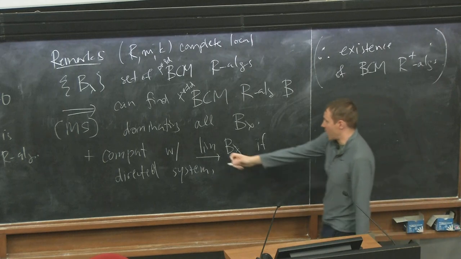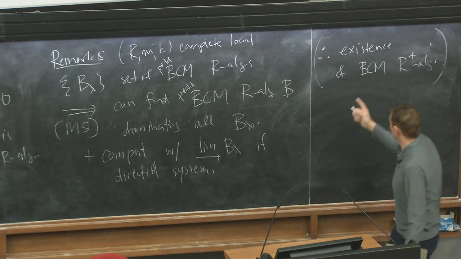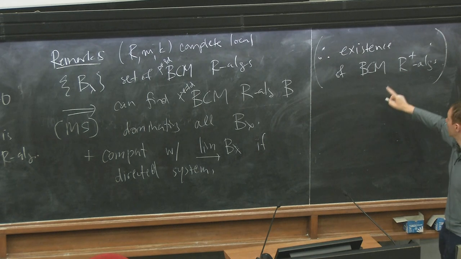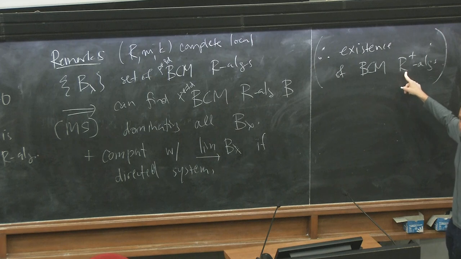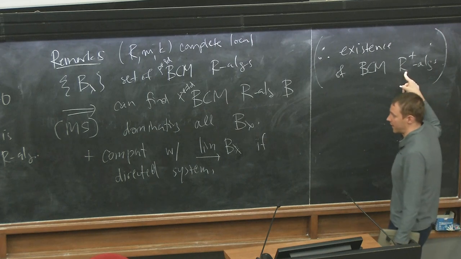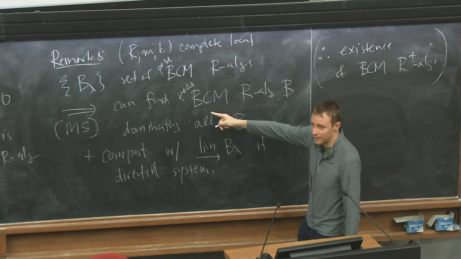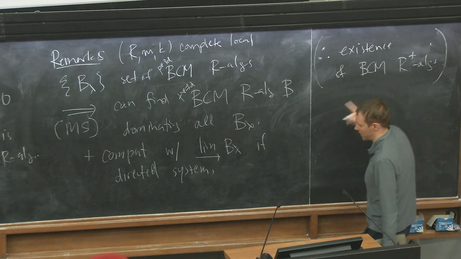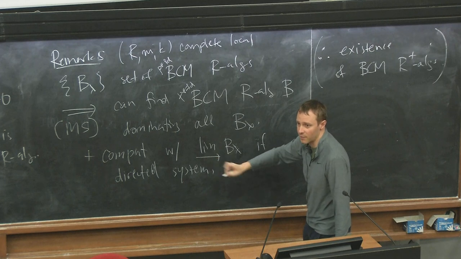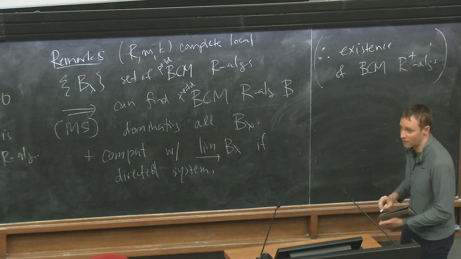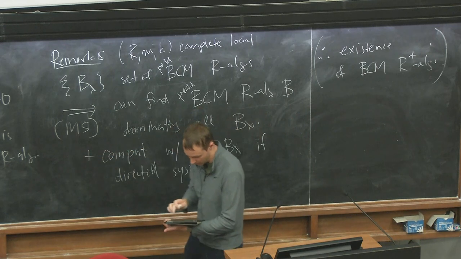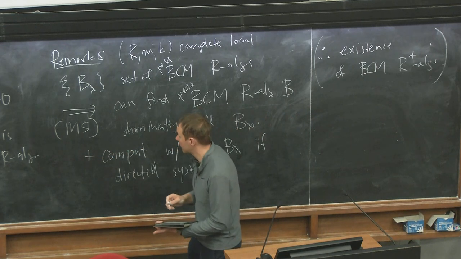It's exactly this compatibility with directed systems that allows you to create a BCM R plus algebra in a systematic way, right? So say for each finite extension of R, I can find a BCM algebra. And the finite extensions of R give me a directed system, and I can now find something dominating all of those, right? So these are the kinds of extensions you have to do once you even know existence in order to keep going further, right? All right.